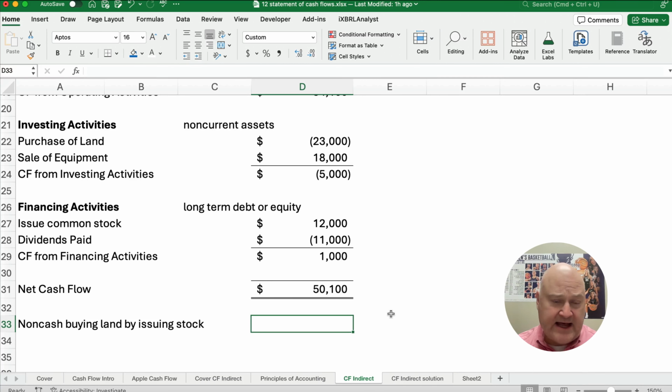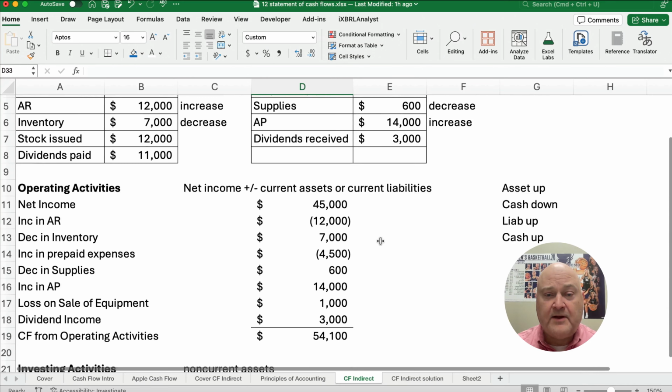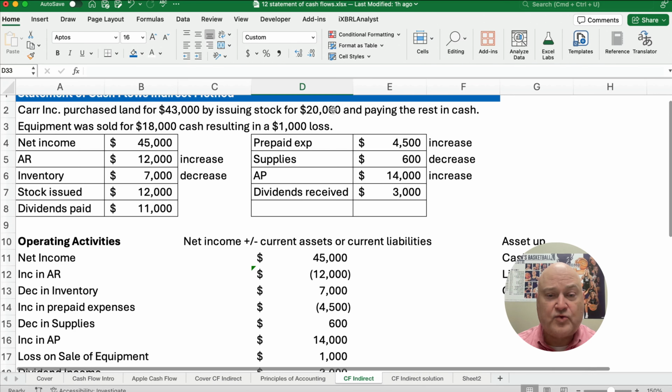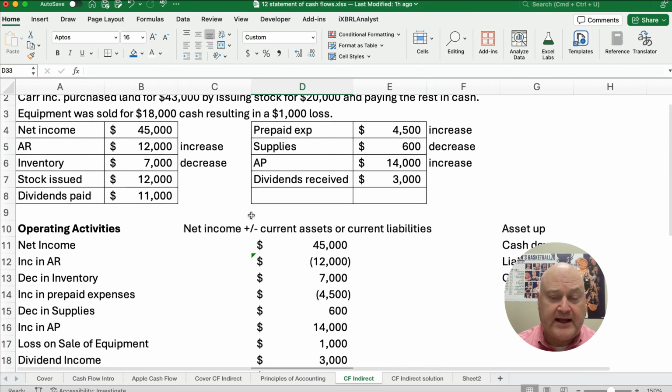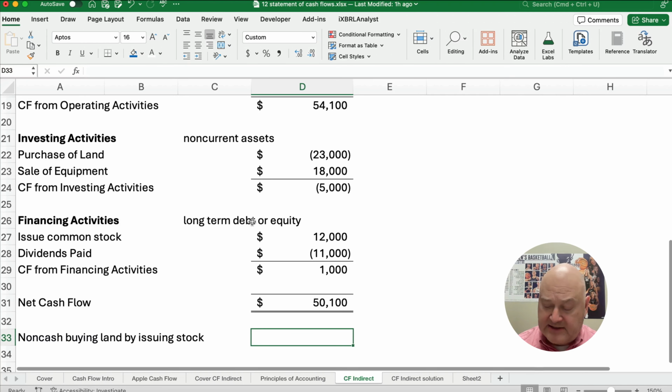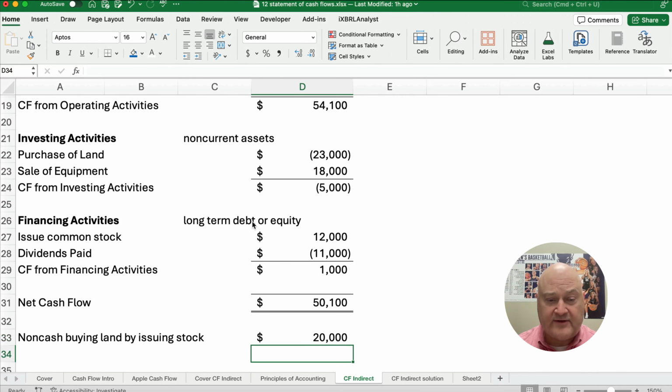Now we have one other thing to finish this up. We have a non-cash buying land by issuing stock. Sometimes they call this a non-cash investing and financing activity. Because what is it? If you buy land, that's investing, but if you issue stock, that's financing. So it's both, but it's non-cash. And that's going to be how much? Well, we issued stock for $20,000 to buy land. So that is additional information here, $20,000.